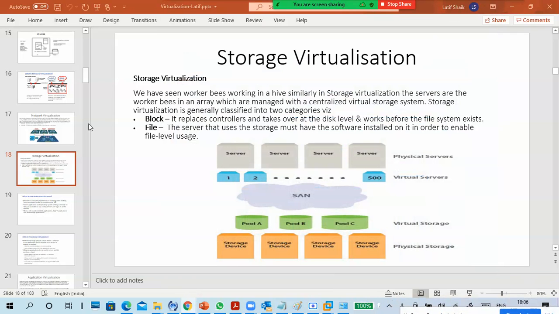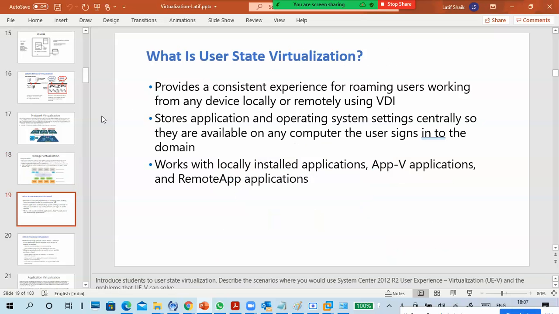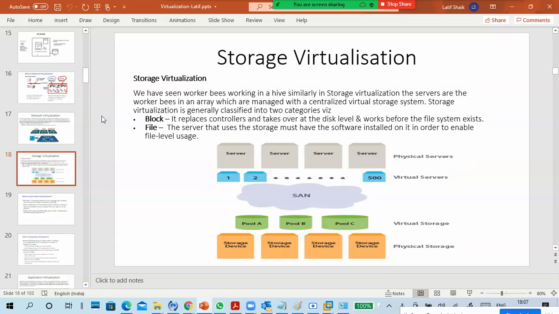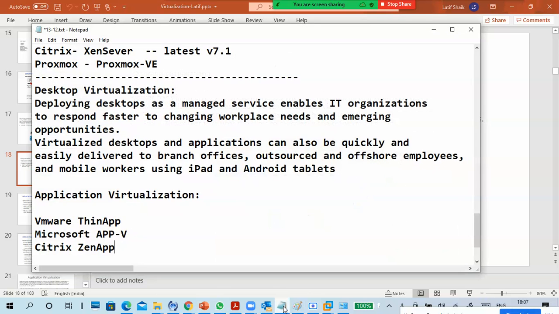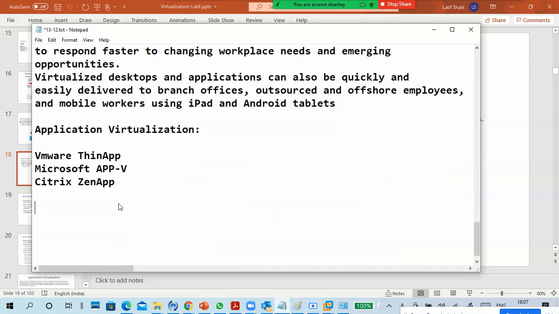So I'm not going with network virtualization now, because it's very important. Very important means I can explain it in a very good way. But storage virtualization, because we know so many things about storage, I can explain it in a very easy way.